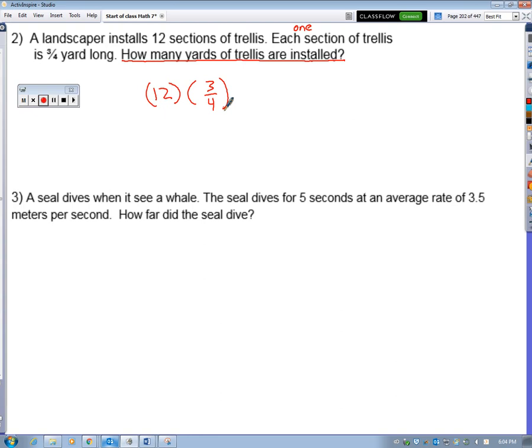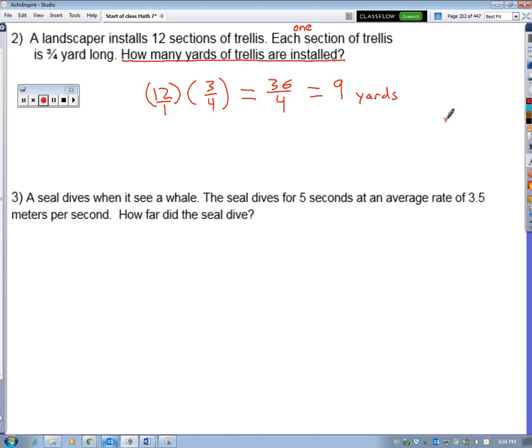Now, in order to multiply this, we have to turn 12 into a fraction just by sticking a 1 under it. Now we're good to go for multiplying. Let's multiply straight across. 12 times 3 would give me 36. 4 is on the bottom. Now I'm going to simplify that. 4 goes into 36 9 times, so I'm left with 9 yards. That's how many yards of trellis I'm going to have after all those 12 sections are put in.